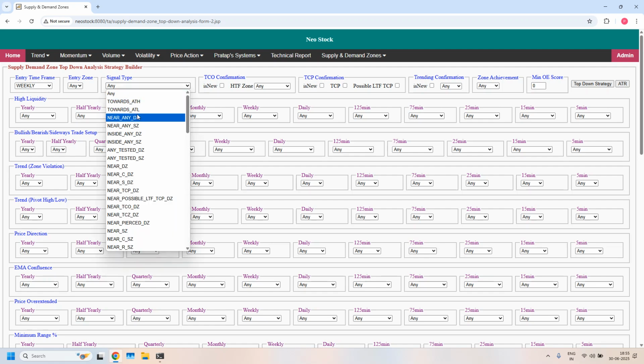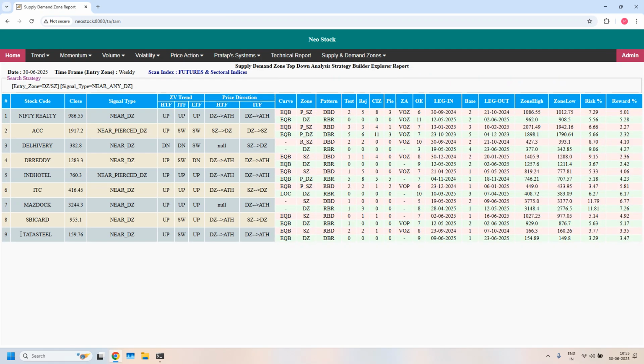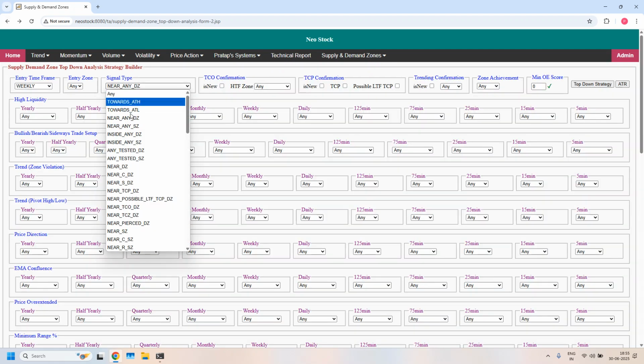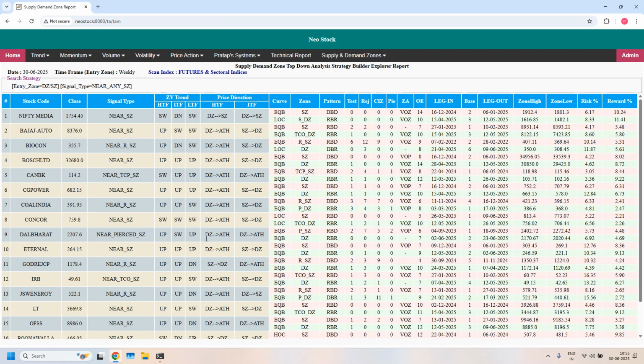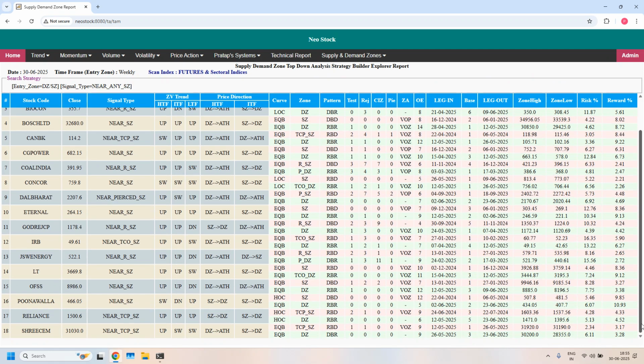Stocks near to the weekly demand zone. We got 9 stocks. Next, stocks near to the weekly supply zone. First 15 stocks in the list. Scrolling the list down. Total 18 stocks we got.